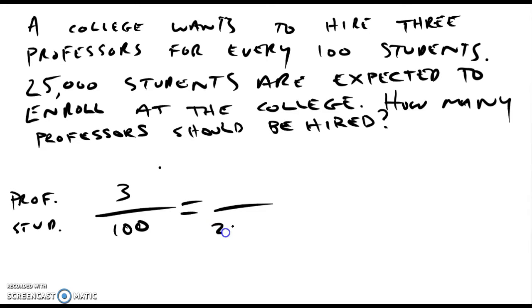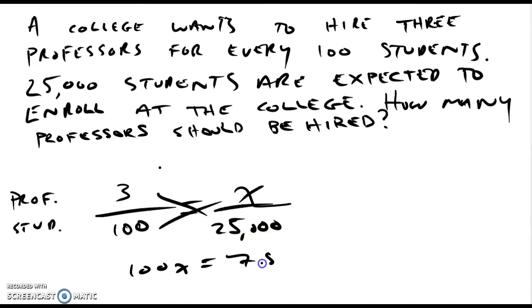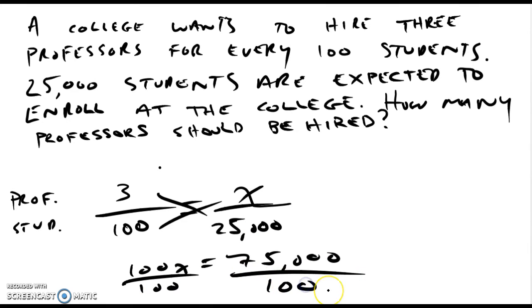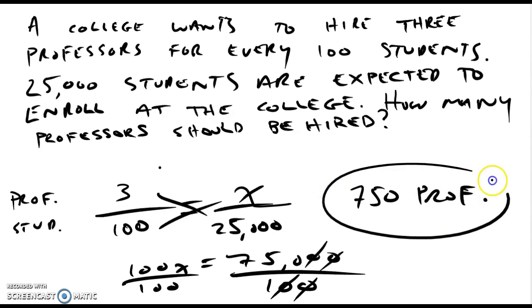25,000, that's going to go on the bottom, because it goes with students. How many professors should be hired? We're trying to figure out how many professors should be hired. Cross-multiply and solve. 100x is equal to 75,000, divided by 100. I don't know if you know the zeros trick, but you can cross out a 0 if it's on the bottom and the top. So we get 750 professors. And we just solved our third problem.